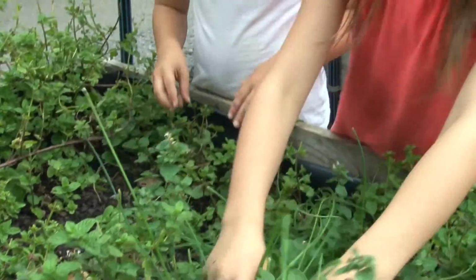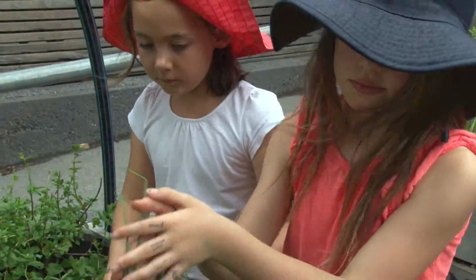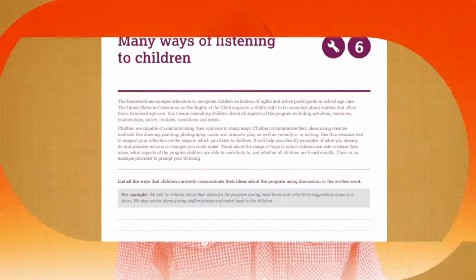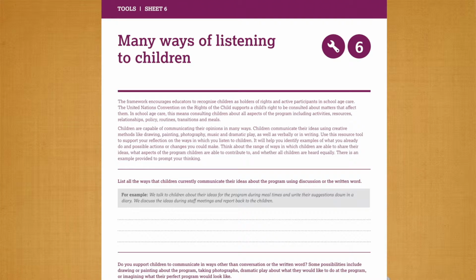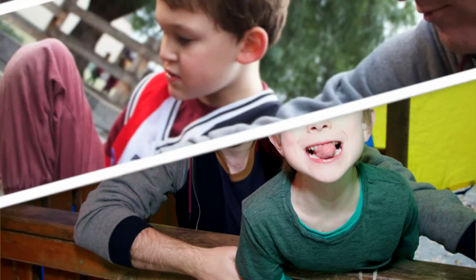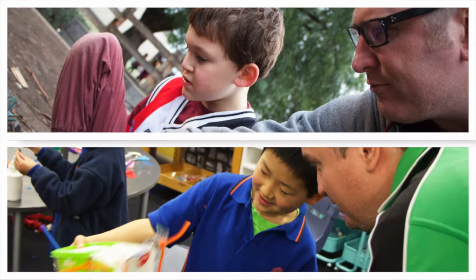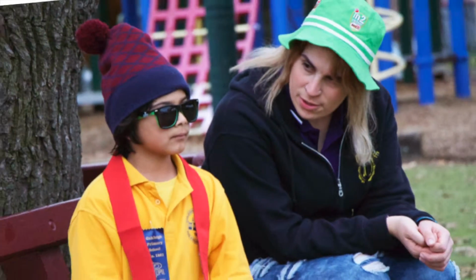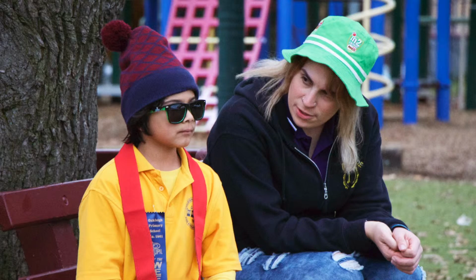Then, when you and the educators are all together, you can each use a copy of Tool Sheet number 6, The Many Ways of Listening to Children, to discuss and reflect on the ways that you currently communicate and collaborate with the children in your service. But it will also invite you to work together in an active way to think about and plan other, more improved ways of communicating and collaborating with children.